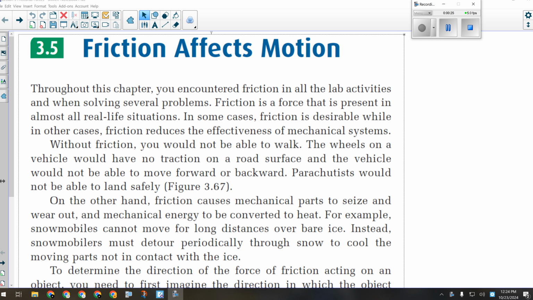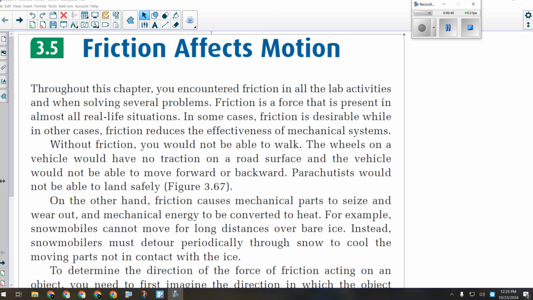So rubber on asphalt would have a very high coefficient of friction. Those two surfaces don't slide past each other easily. Teflon against ice would have a very, very low coefficient of friction. Both of those surfaces are very slippery when put together. That sort of makes sense?